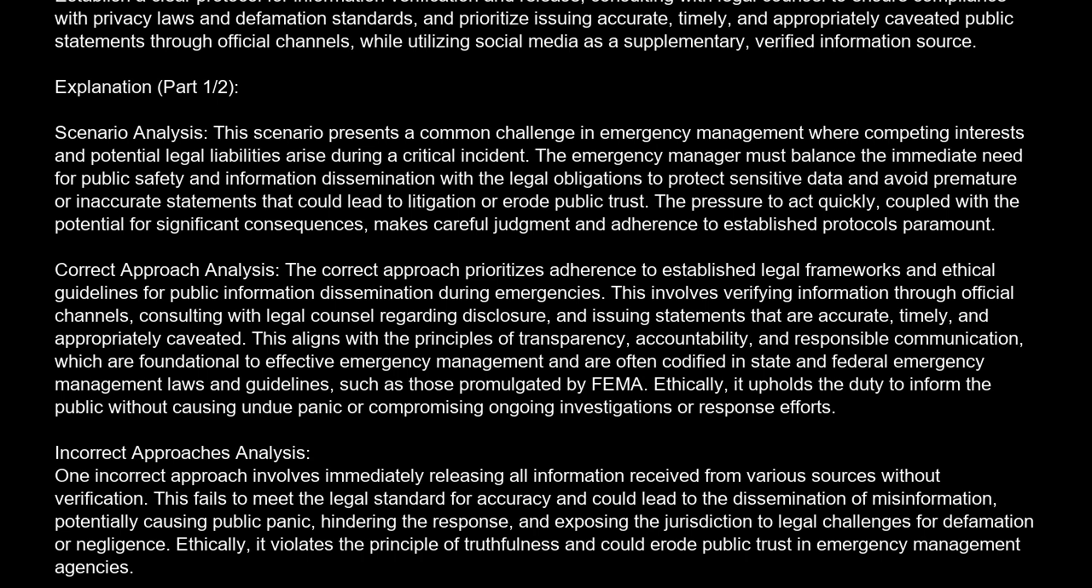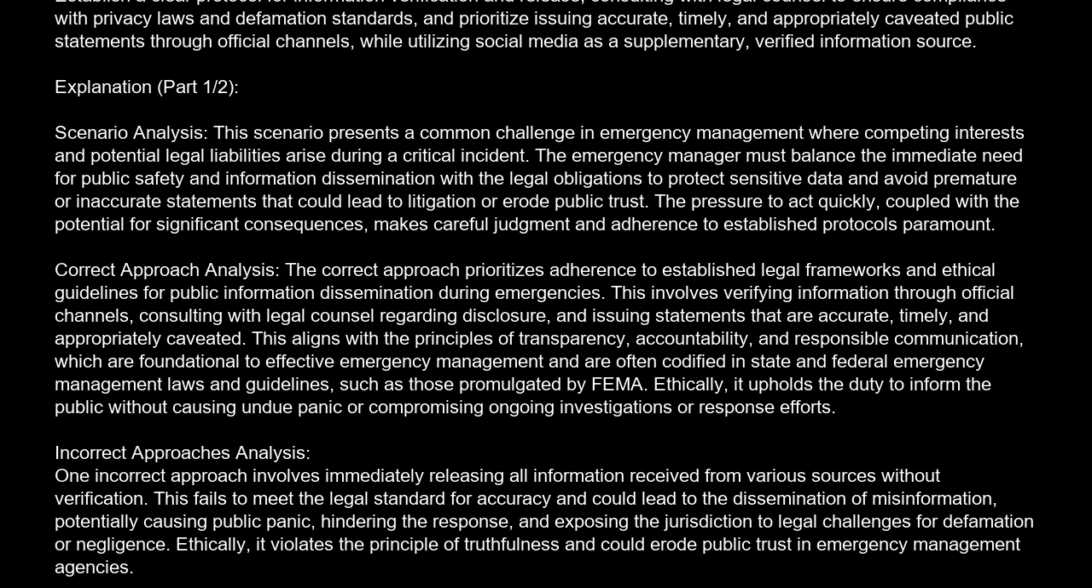Explanation. Scenario analysis. This scenario presents a common challenge in emergency management, where competing interests and potential legal liabilities arise during a critical incident. The emergency manager must balance the immediate need for public safety and information dissemination with the legal obligations to protect sensitive data and avoid premature or inaccurate statements that could lead to litigation or erode public trust. The pressure to act quickly, coupled with the potential for significant consequences, makes careful judgment and adherence to established protocols paramount.